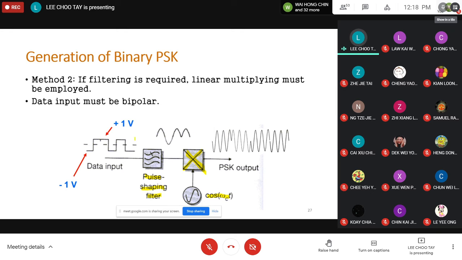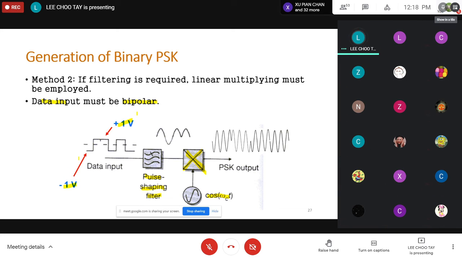And then if you want to use the multiplication technique, make sure your data input is bipolar, meaning you have positive and negative: positive 1 volt for binary 1, negative 1 volt for binary 0. So this is for binary 0, this is for binary 1. Then the product will be, positive 1 will give you a positive, so this is for binary 1, and this one will be for binary 0.